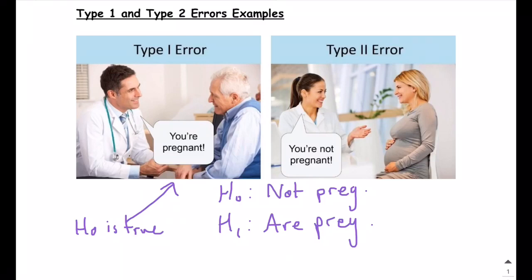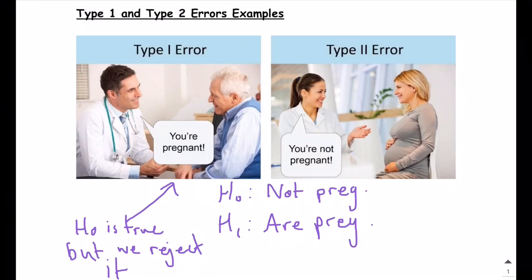H0 is true, but we reject it. And that's what a type 1 error is. We should be sticking with H0. We should say there's not enough evidence to reject H0 here. But we actually come to the conclusion that we should reject H0, even though it's true. That's what a type 1 error is.